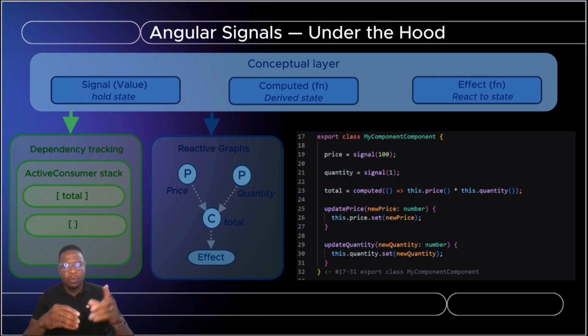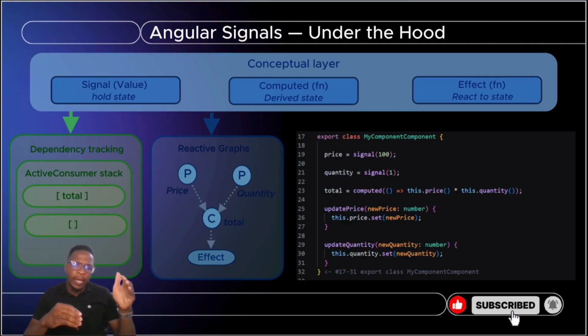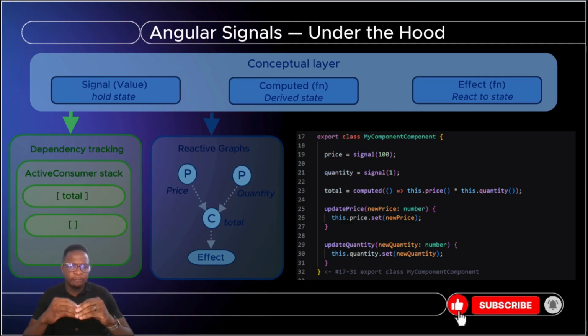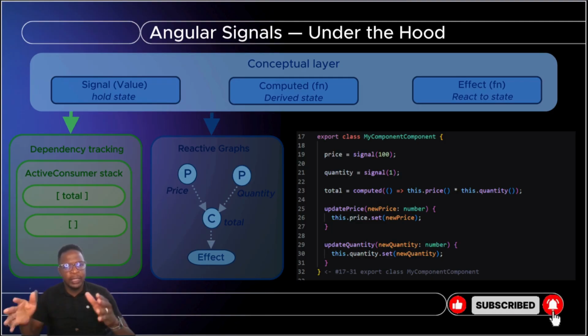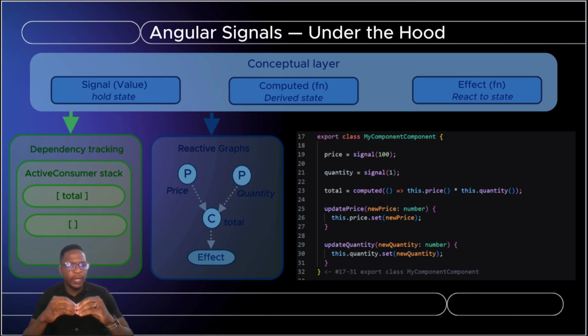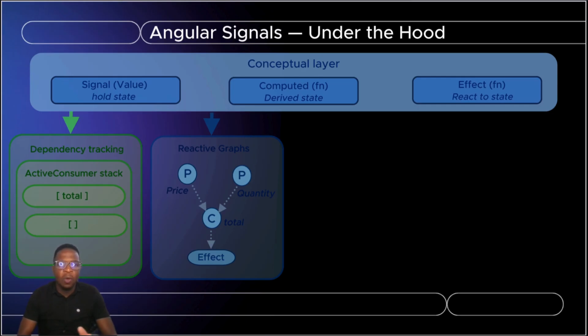For example, what happens when data has been updated? Let's say price has been updated. This means that the updatePrice method will be executed, resulting in the following steps. A new price will be set, and Angular looks at the graph, where it will find the relationship between price and total. Then it knows that total depends on it, so it marks total as needing update. This is the power of the reactive graph. Angular does not scan your whole app or rerun everything. It follows only the edge in the graph.